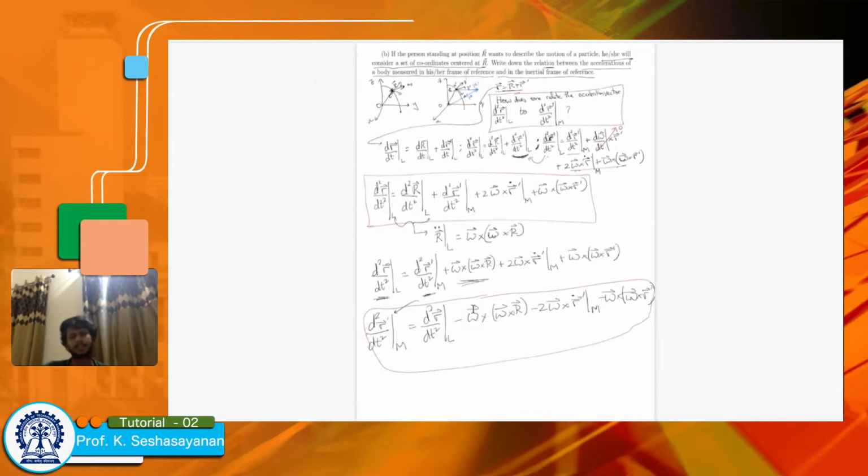From this expression, we can study, let's say, how a mass m falls from a height in a frame of reference at a position r, as compared to a frame of reference which is outside. So that is the next question.